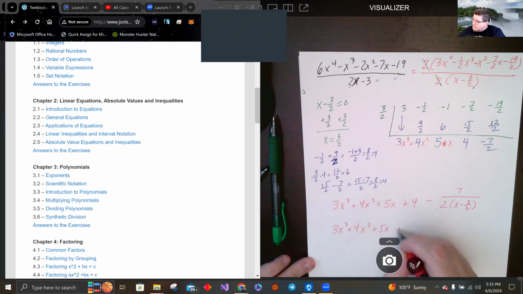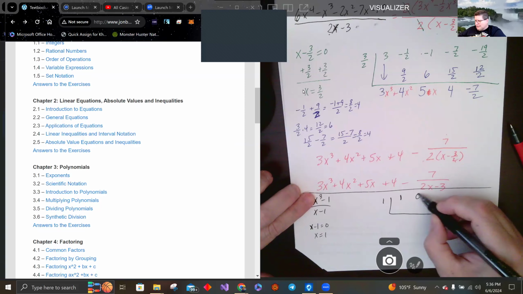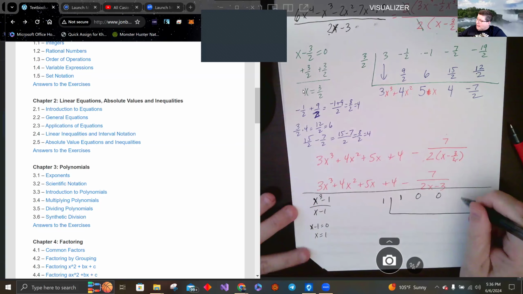I'll do the x cubed minus 1 over x minus 1. So x equals 1. And I got to fill in placeholders. I got a cube. I don't have a square. I don't have an x to the first power. And then I have my constant. A polynomial of 1 degree lower. So it goes down to x squared and x. So we have x squared plus x plus 1.